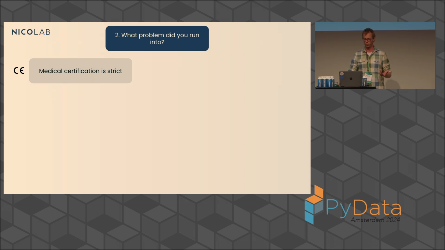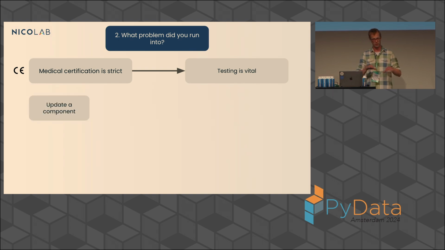So what problem did we run into? We're operating in the medical space, and medical certification is very strict for good reasons. So it's very important that we test our product. We're in the software space, so we want to iterate fast, we want to develop, but we don't want to have any severe regression, right? That's not cool. Imagine I'm updating some component in our system. I'm a happy developer, I've made my change. And I've also written unit tests, by the way, but I don't really know how my component plays nicely with all the other components we have.